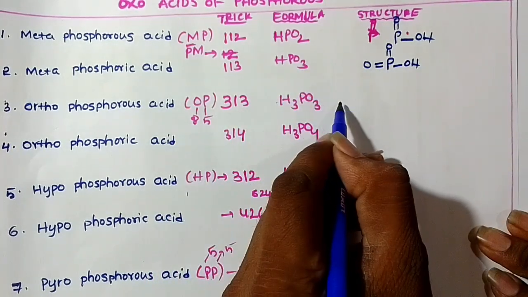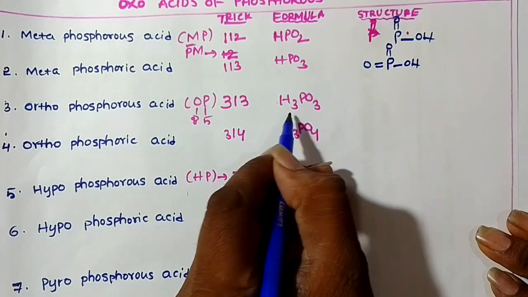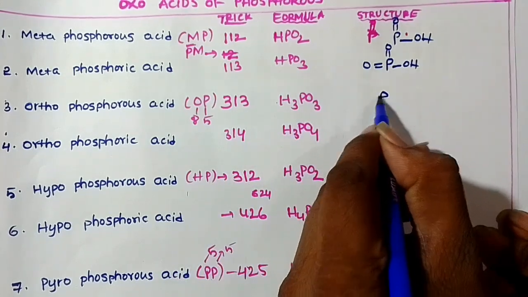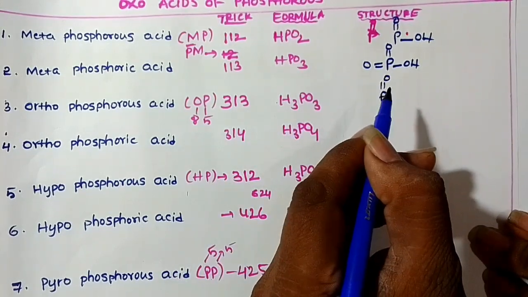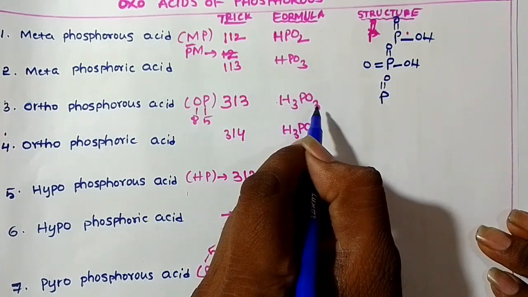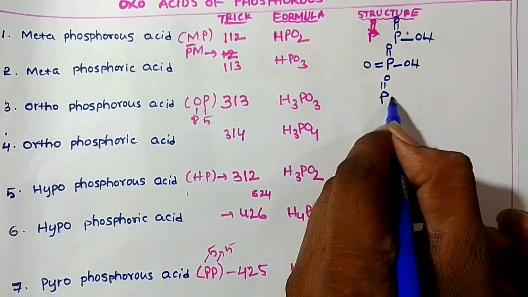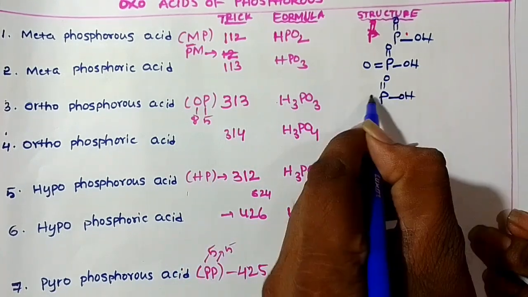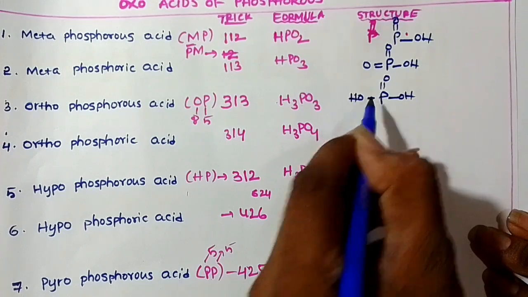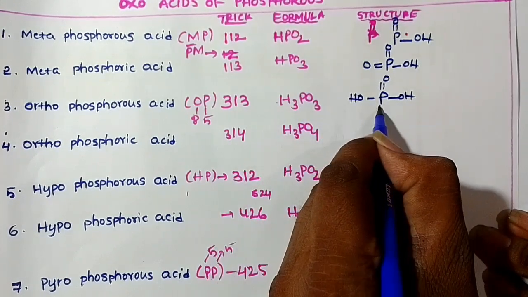Now coming to orthophosphorus acid, the formula is H3PO3. First write P=O, which is common. Remaining oxygen atoms 2. These two oxygen atoms can combine with two hydrogen atoms and become two OH groups. And the remaining hydrogen can exist as a P-H bond.